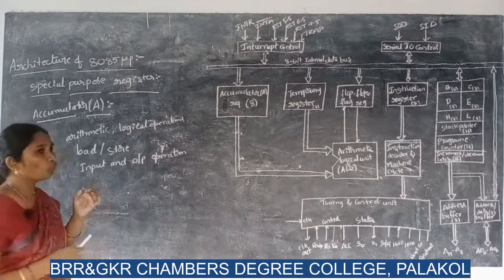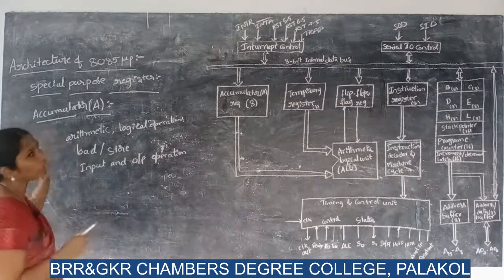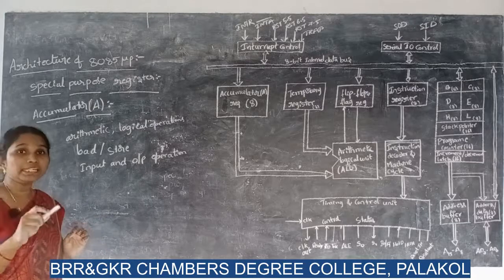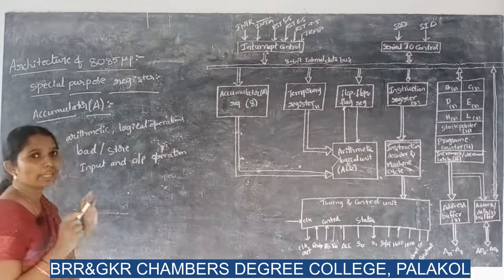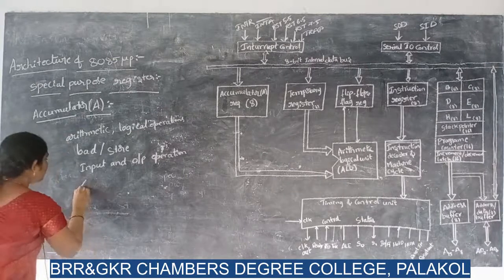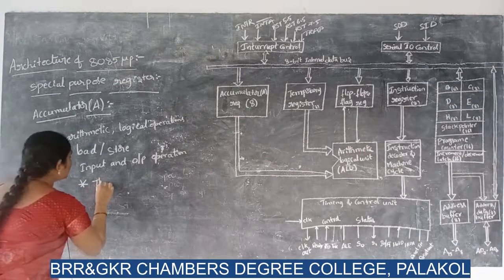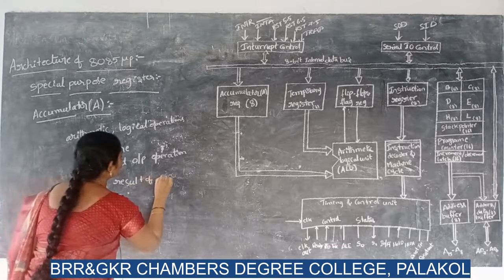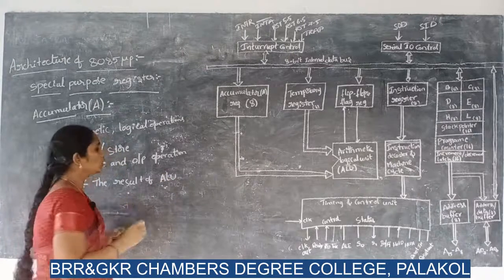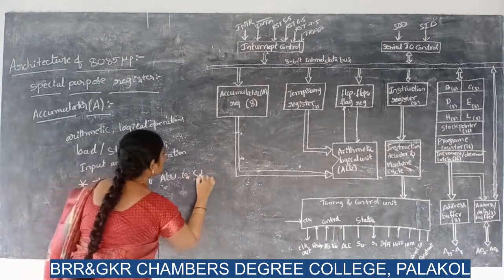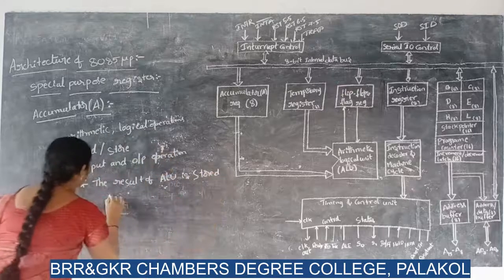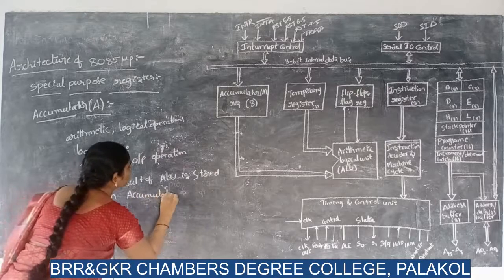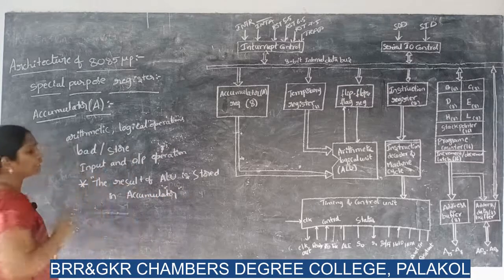One important point about this accumulator: after performing arithmetic and logical operations, the result is stored in the accumulator. That means the result of the ALU, the arithmetic and logical unit, is stored in the accumulator. So this is a very important point.